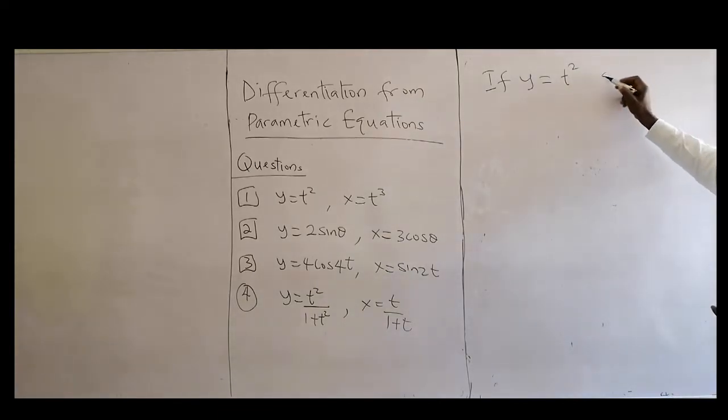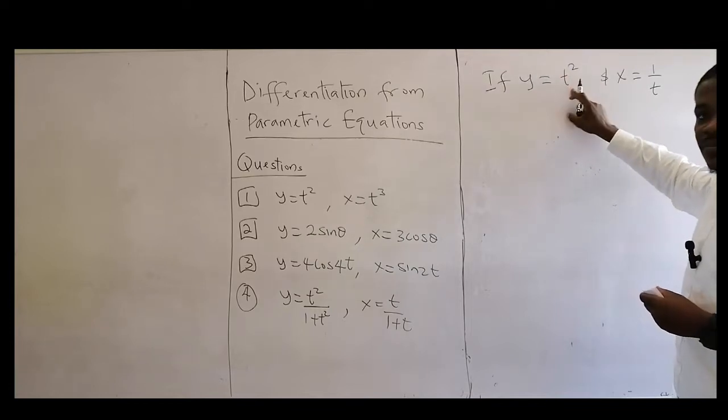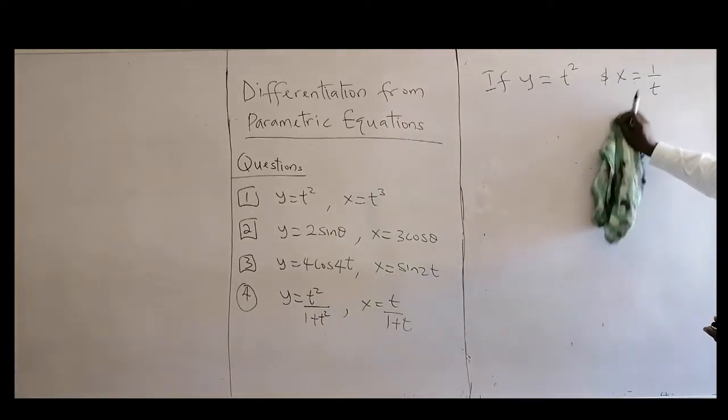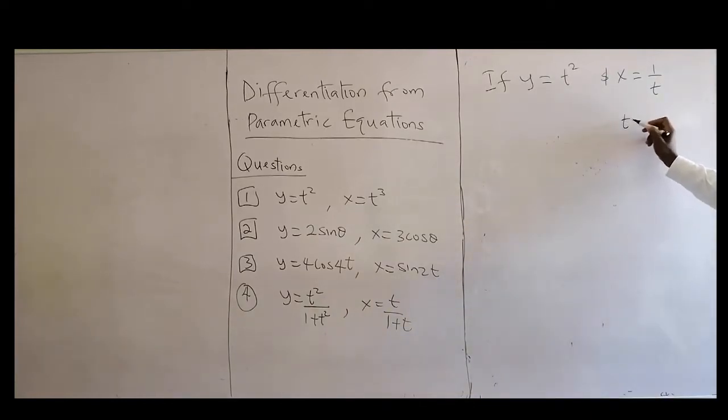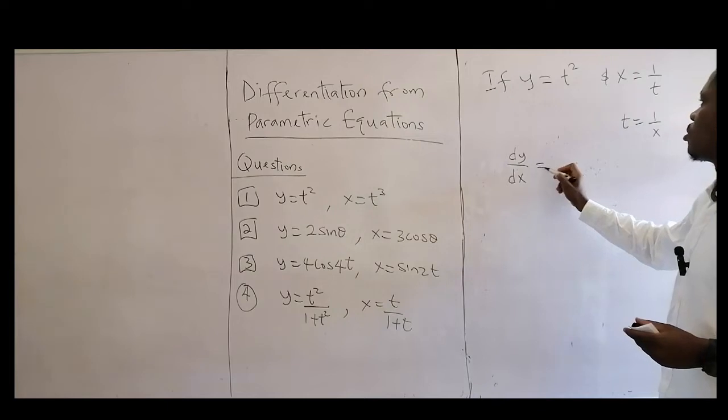and also x is equal to 1 over t. Okay, so in parametric equation, you're going to have two equations whereby your y is a function of t and t also is a function of x. So we can play with this and make t the subject. If you make t the subject here, we're going to have t equal to 1 over x.